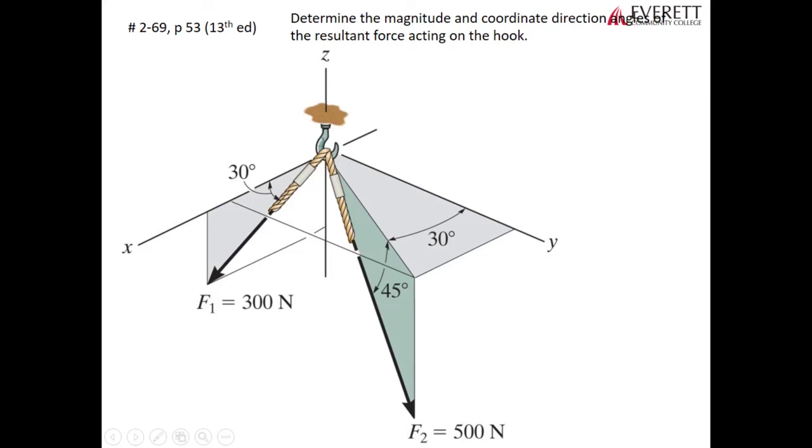What do you think this little line is telling us? Parallel to the x-axis. That is parallel to the x-axis, and what's this one? Parallel to the y-axis. So that means this 30 degrees is in the x and y plane. Very good. How about this 45 degrees? What plane is that in?